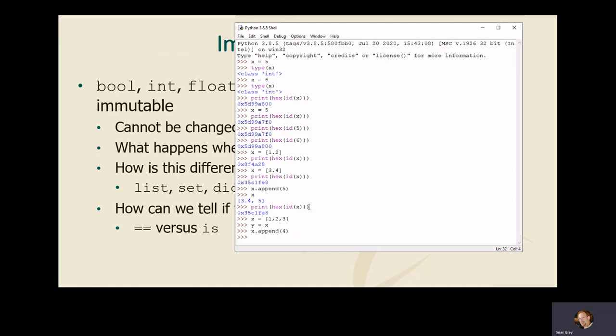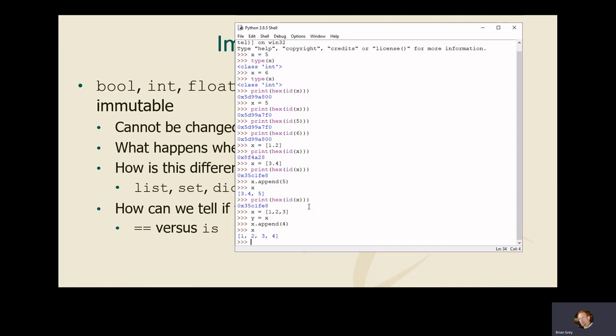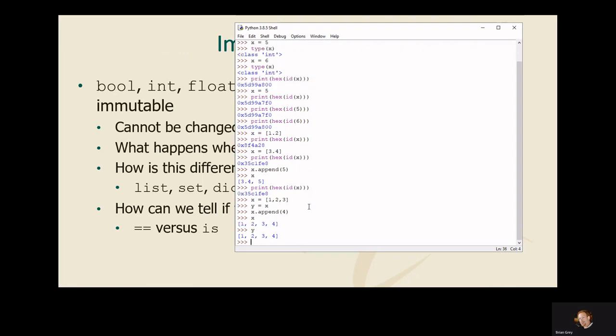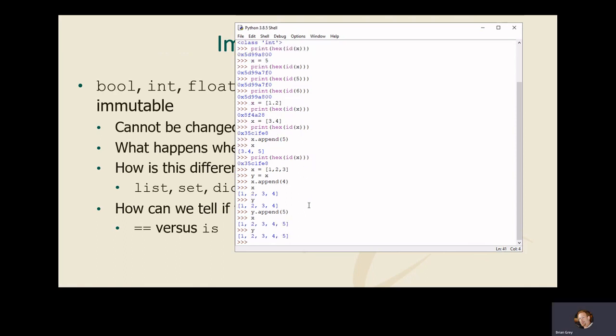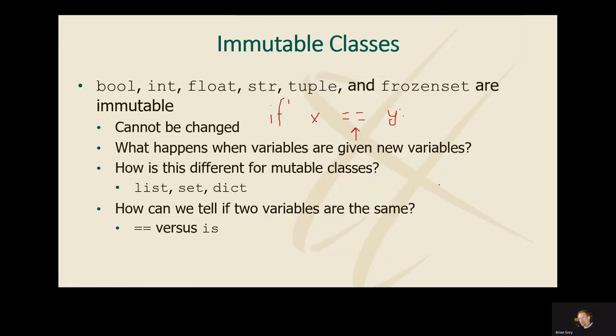X append 4, so now we get 1, 2, 3, 4. What happens when we call the same for Y? What do we get in Y? Well, we get 1, 2, 3, 4. Because remember, Y points to the same memory address as X. So when we do this, we're going out to that memory address and altering what's there, right? They are just 2 different buckets pointing to the same list in memory.